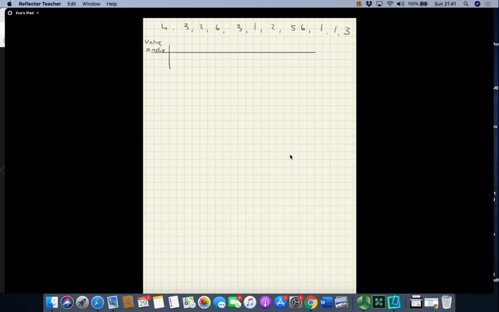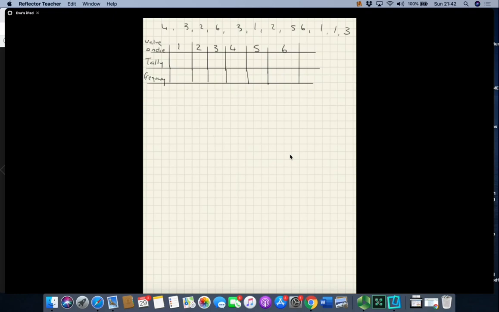Okay, let me create some boxes. So 1, 2, 3, 4, 5, and 6. Okay, so I drew mine too big. Okay, and then I would have a tally. Then I need these ones a bit longer. Okay, and then this is the frequency.